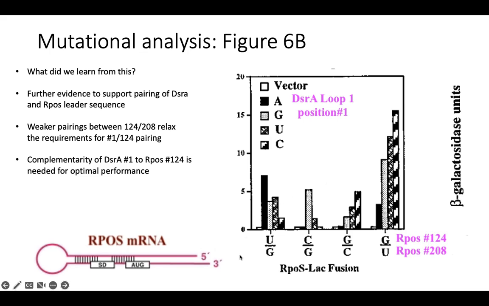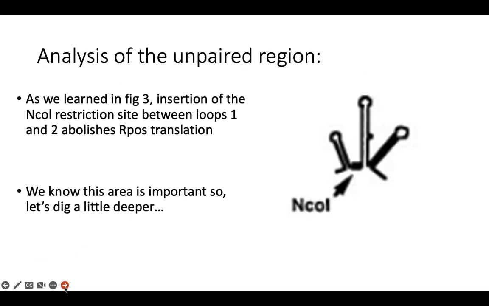So let's go ahead and move on. We're going to look at analysis of the unpaired region. That's what the authors titled this section. Now, as we learned in Figure 3, insertion of that in-cal restriction site between loops 1 and 2 abolishes translation of rpoS. So we know that this little area in here is super important, but let's dig a little deeper. Let's find out why.